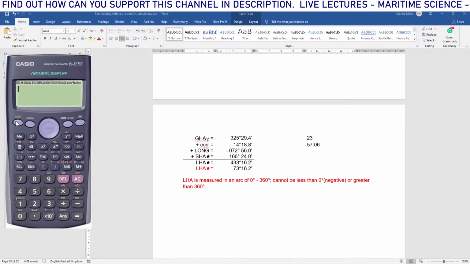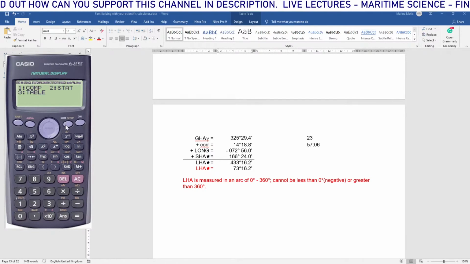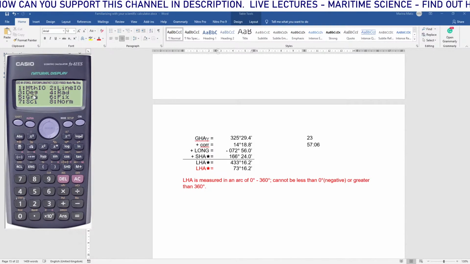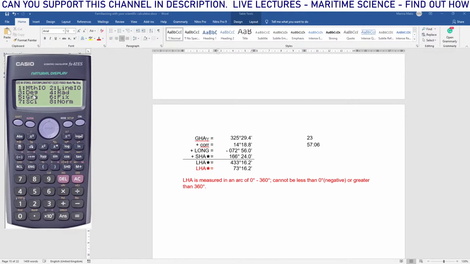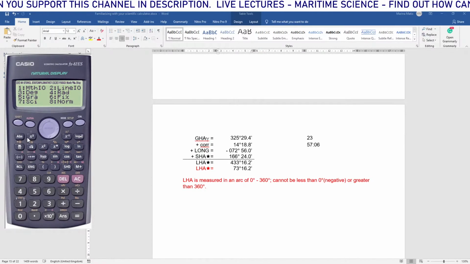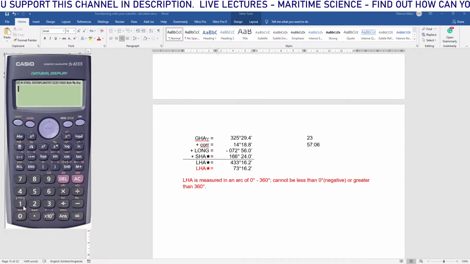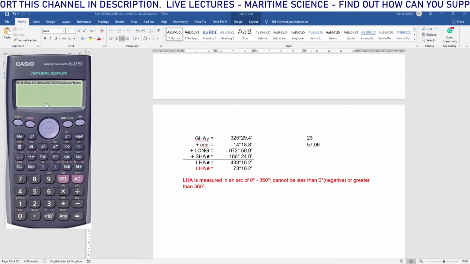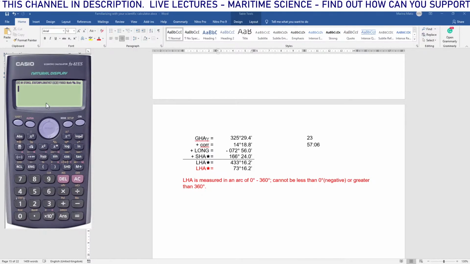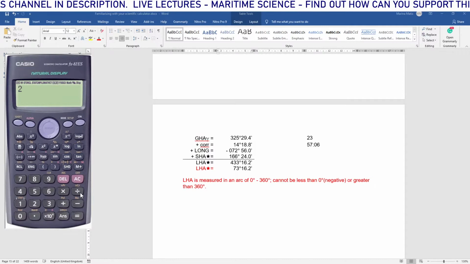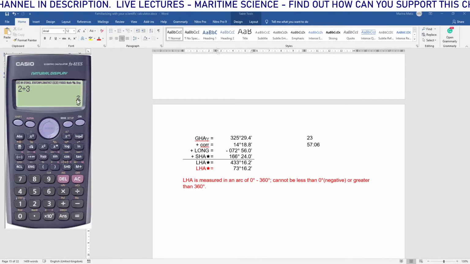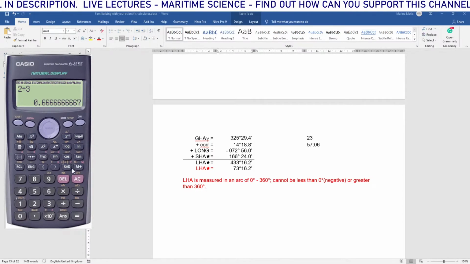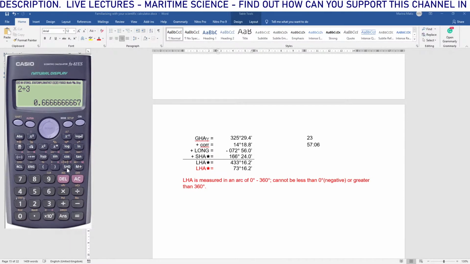So what will happen here? Once you press shift and mode, it will give you, you will press 1, and then it will ask you how do you want the results to display. Do you want them in math or linear? And then you select linear, because math is going to give you this. So 2 divided by 3, it's going to give you this as a result. And then you have to convert it to a number by pressing this button here.